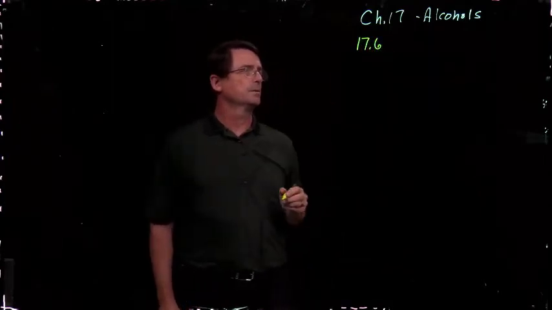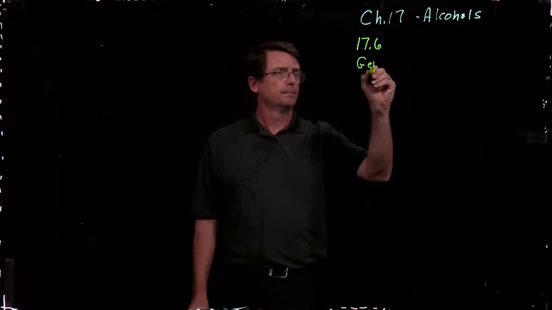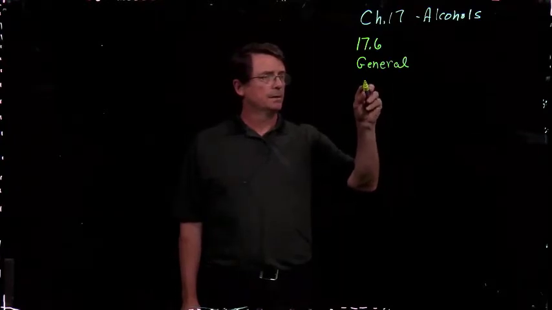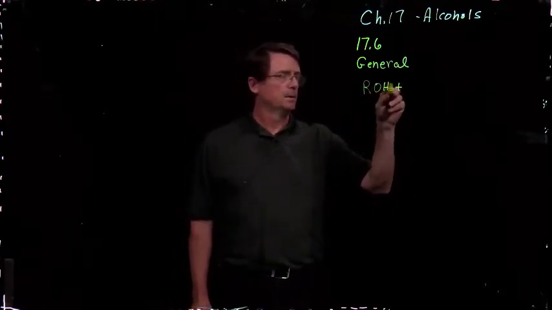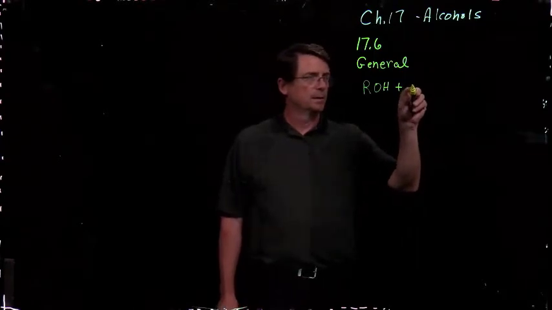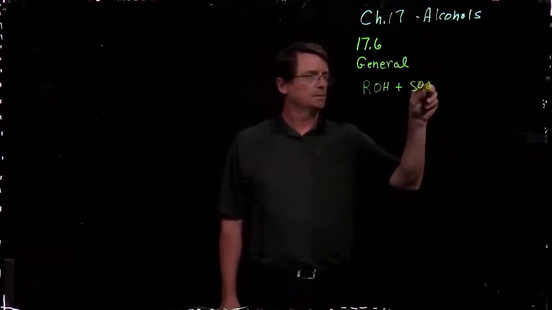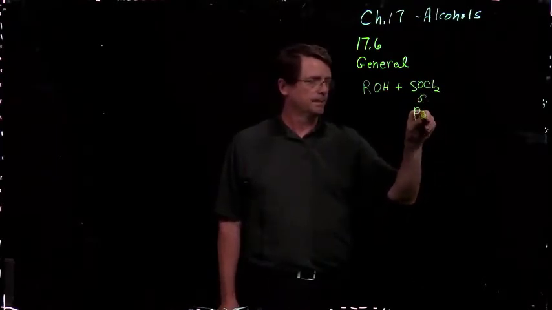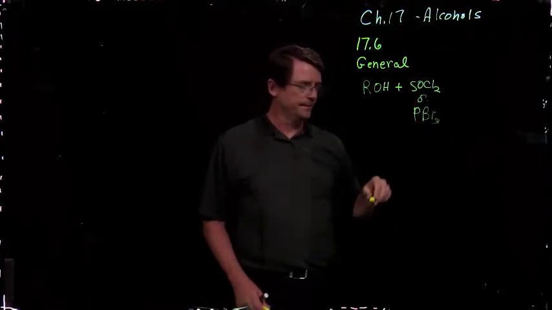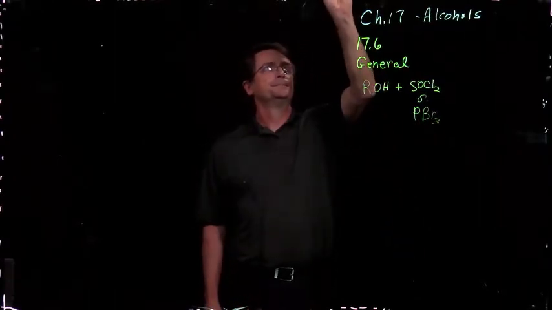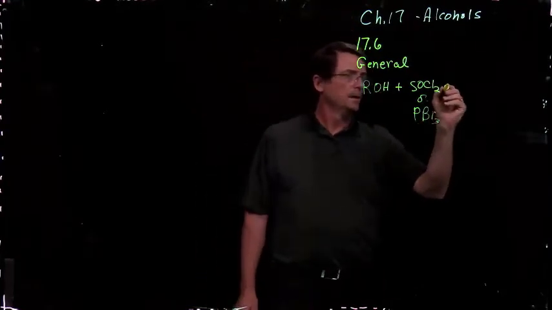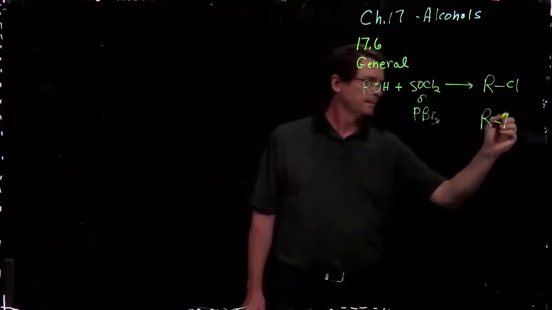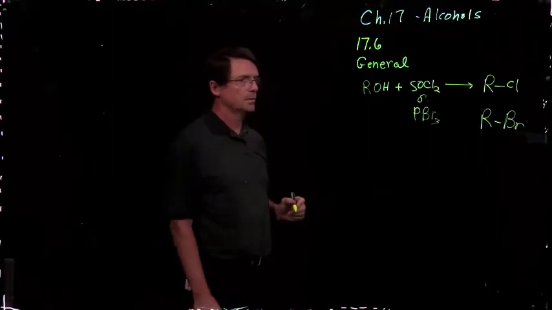17.6, the first reaction we're going to take up is the reaction of an alcohol with SOCl2 or PBr3. And these reagents convert them to alkyl halides, either the chloride or the bromide.